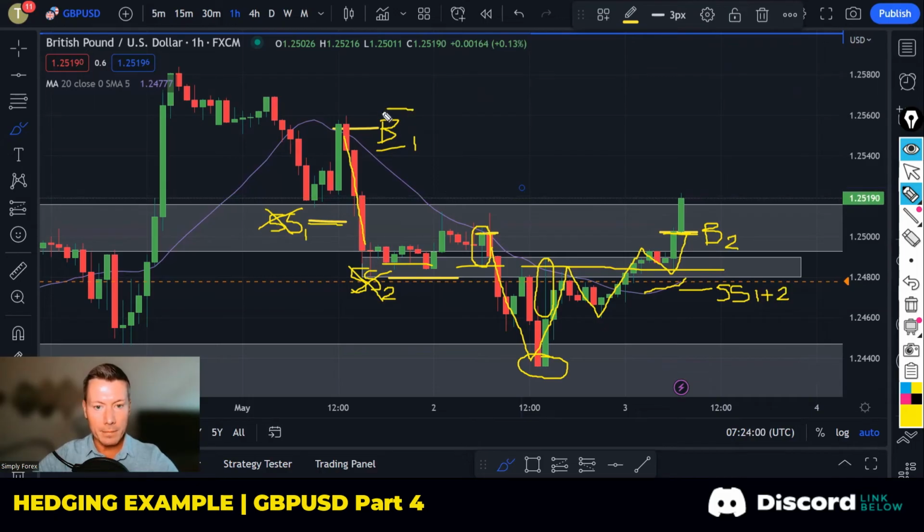So currently I am in buy 1. I have also added another buy to this trade. And now I have one sell stop open, this one, which is the value of buy 1 and buy 2. All right, so this is where we are.